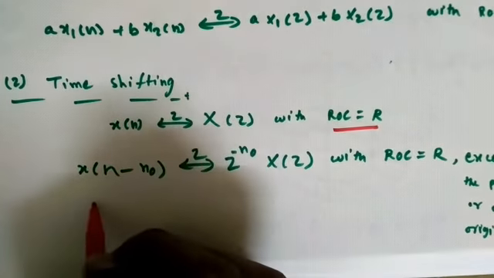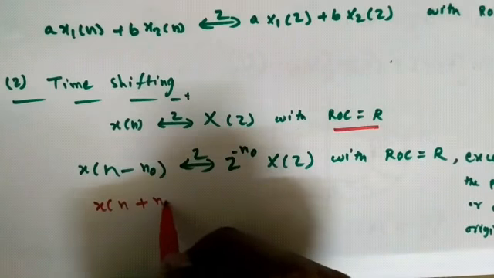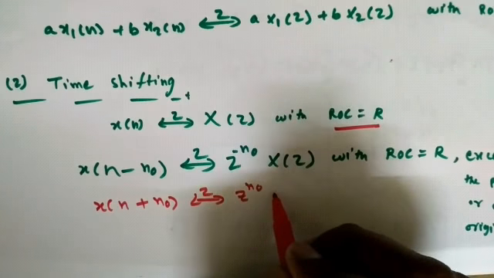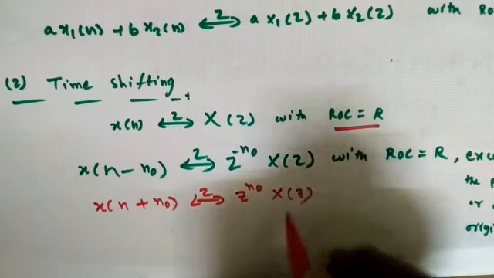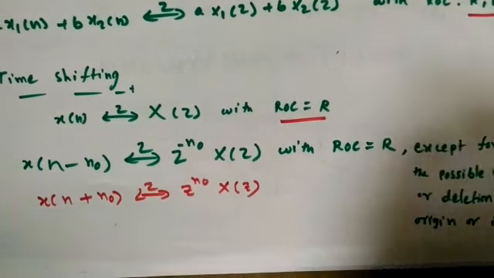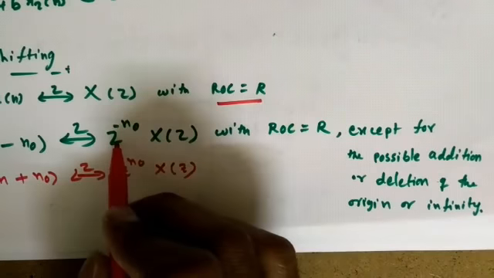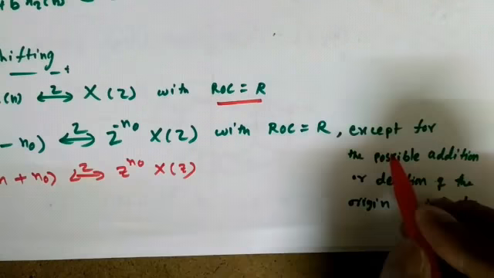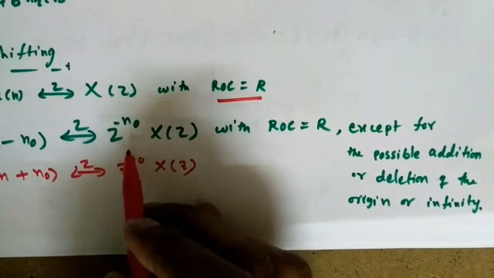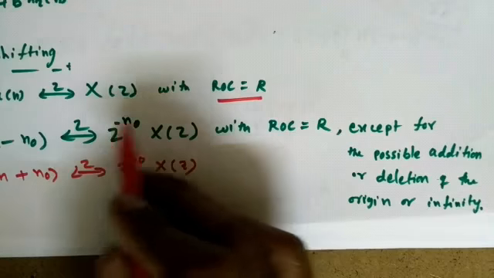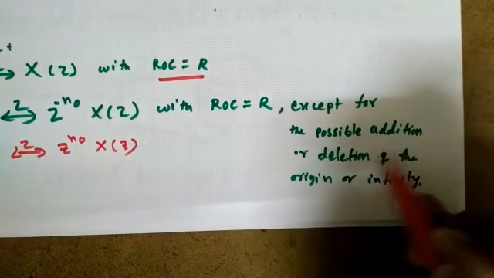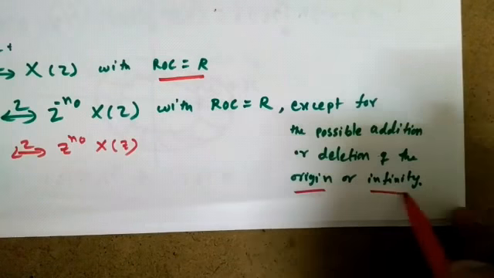Similarly, if there is x of n plus n naught, what can be the Z transform? z power n naught into x of z. Now what about the ROC? The ROC will be the same as R, but the moment we add z power minus n naught, there is some possible condition that it may become divergent. So we need to eliminate that divergent value. That's why it is said: except for the possible addition or deletion of the origin or infinity.